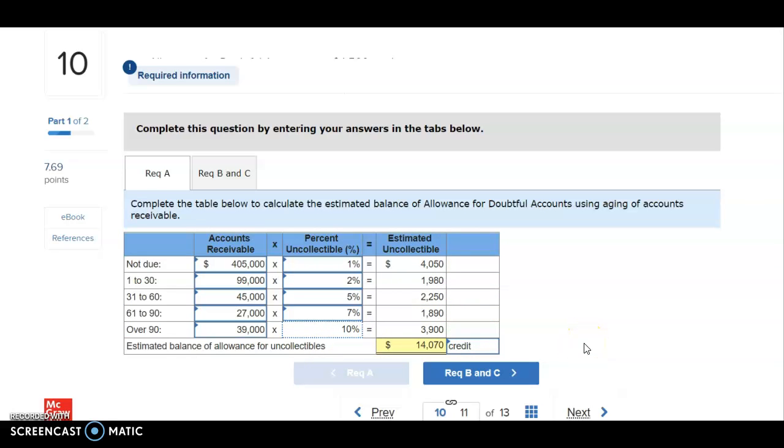That allowance for doubtful accounts is a credit account, so that's why I chose credit here. So our ending amount is $14,070.